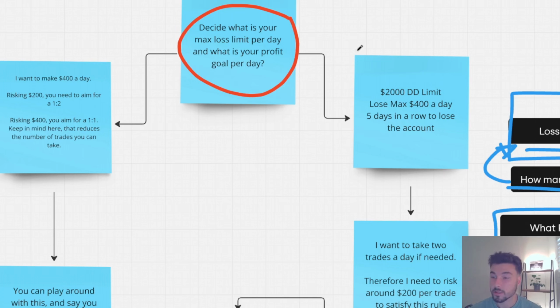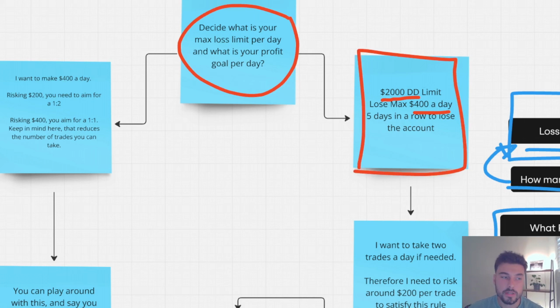A lot of people have those, including myself. You have a $2,000 drawdown limit, which means if you lose $2,000, your account's gone. So if you aim to lose maximum $400 a day, that means you can lose 5 max loss days in a row before you lose the account, which is highly improbable if you have a profitable system like I showed you before. Now this is where you start, and then from there you can adjust this as you go on.